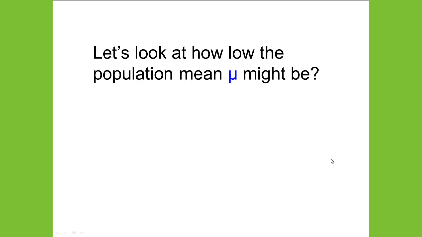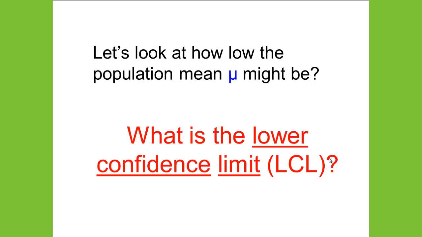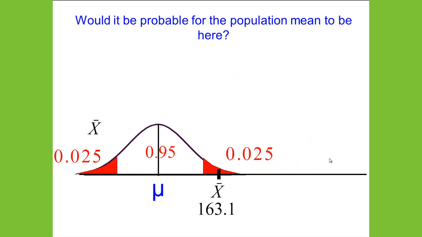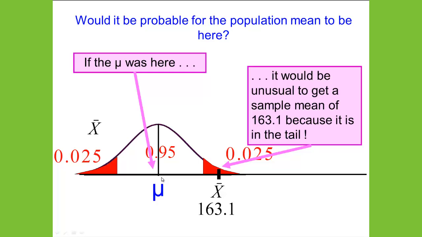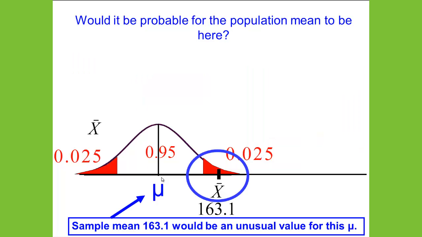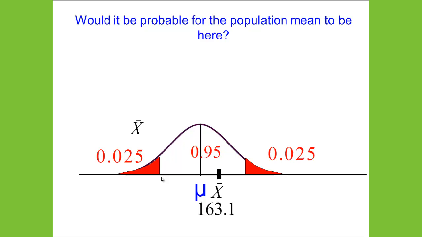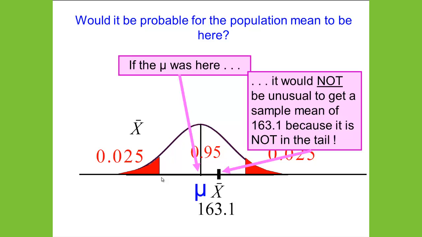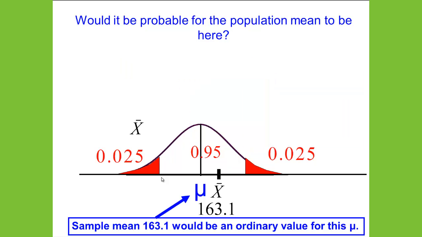Let's look at how low the population mean mu might be. What is the lower confidence limit, LCL? Would it be probable for the population mean to be as low as it is here? If mu was here, it would be unusual to get the sample mean of 163.1 because it is in the tail. A sample mean of 163.1 would be unusual for this mu. If the mu was here, it would not be unusual to get the sample mean of 163.1 because it is not in the tail. The sample mean of 163.1 would be an ordinary value for this mu.